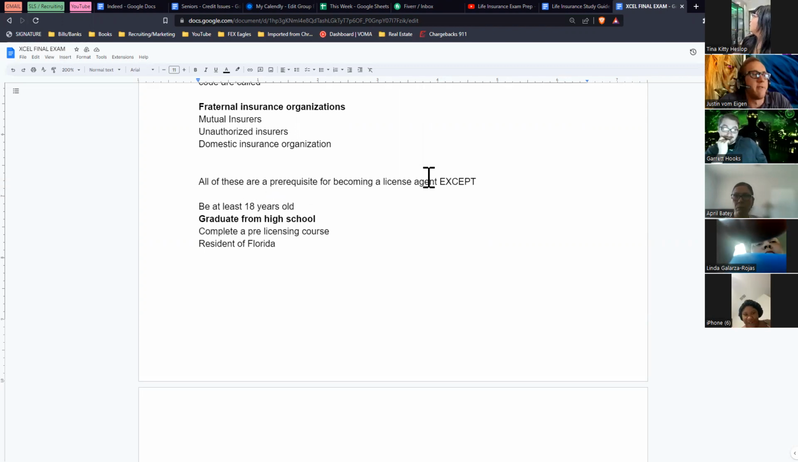All these are a prerequisite for becoming a licensed agent, except you do not need a high school diploma to do this. Okay. Actually, the richest life insurance agent in the world dropped out of high school. Gideon Duplessis, he lives in South Africa. He makes like 70 million a year, I think, and he never finished high school. So, yeah. In this business, you can just outwork people. That's how you win.